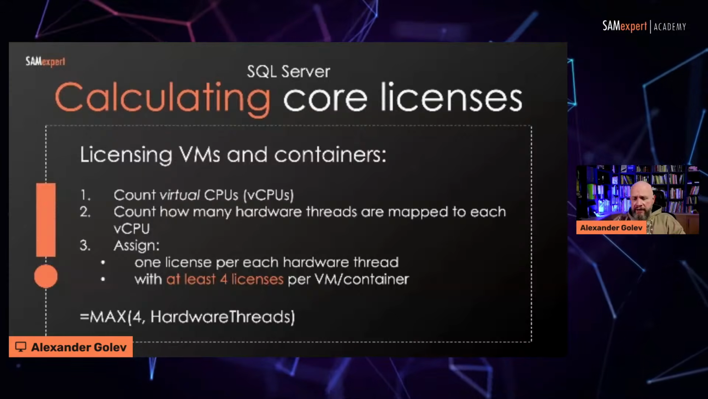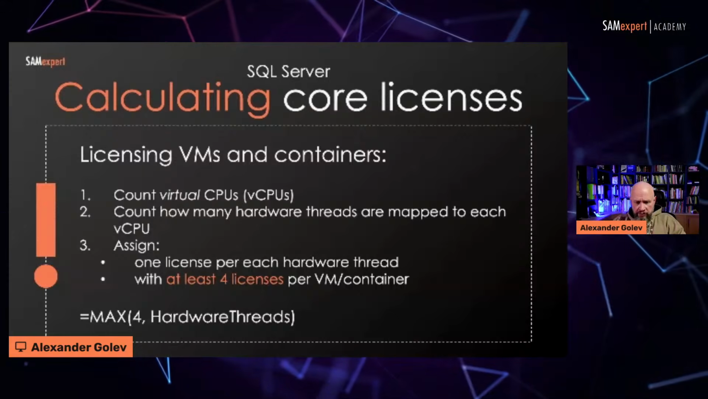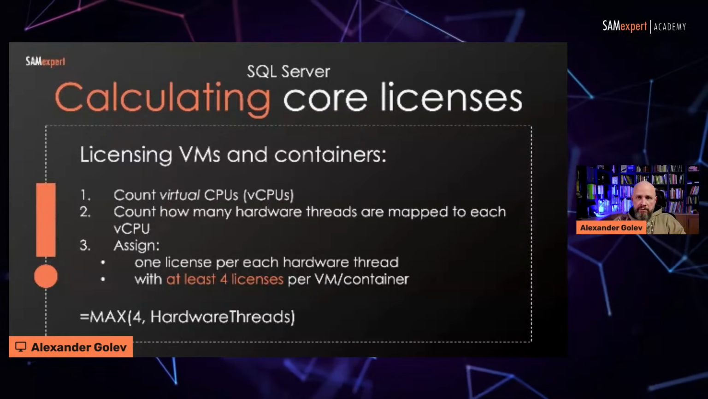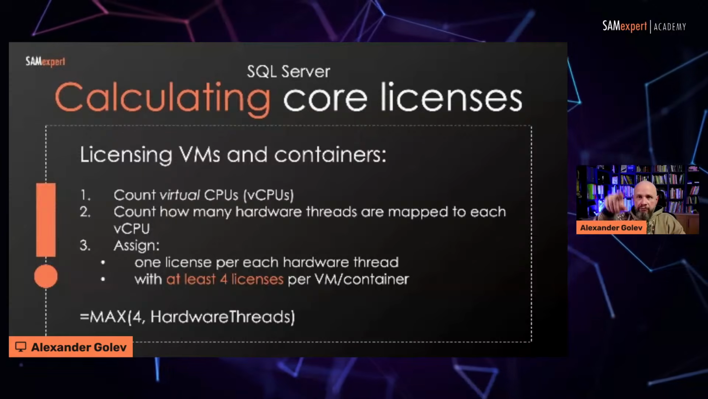What you just need to remember is count the vCores in the virtual machine, and remember there's a minimum of 4 licenses. Simple as that. And you have an Excel formula.